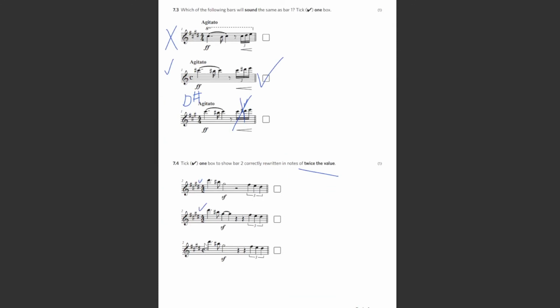So 4/2 time here, correct. This is 2/2 time. Okay, so this is wrong. So we have this one being the correct one. So now, if you want twice the value, a crotchet becomes a minim. A dotted crotchet becomes a dotted minim. A quaver becomes a crotchet. A semiquaver becomes a quaver. A minim becomes a semibreve, and so on.